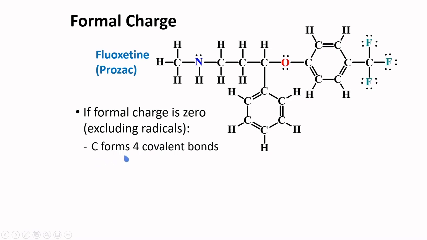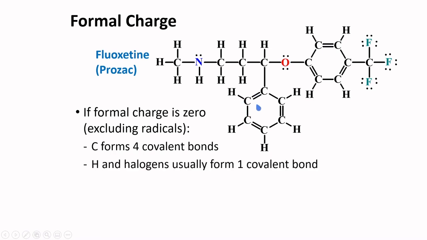Carbon forms 4 covalent bonds. In these cases, carbon requires 4 bonds to form an octet of electrons. In here, there are a total of 4 bonds and 8 electrons overall. For hydrogen, it requires only 1 covalent bond. Hydrogen needs only 2 electrons to satisfy the helium configuration.